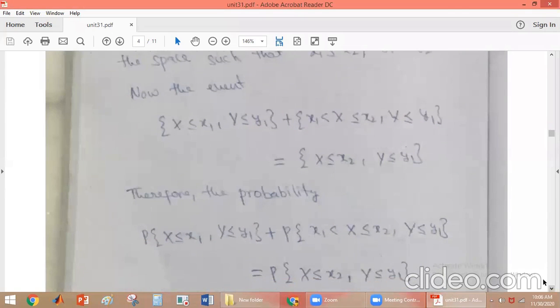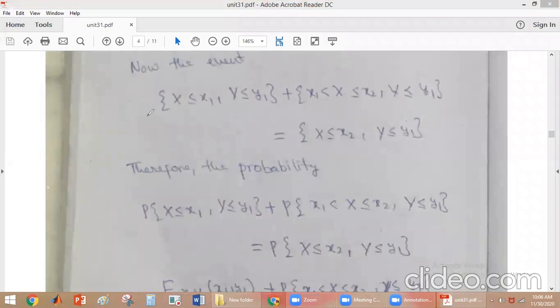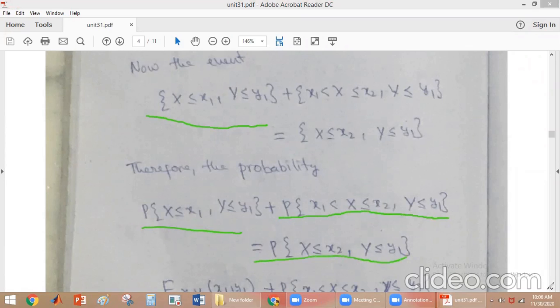Now we apply probability to this. If you apply probability here, the probability of x less than or equal to x1, y less than or equal to y1, plus the probability of x1 less than x less than or equal to x2, y less than or equal to y1, equals the probability of x less than or equal to x2, y less than or equal to y1. Now can you tell me what this is? This is nothing but the joint probability distribution function of x, y at x1 and y1, whereas this is the joint probability distribution function at x2 and y1.